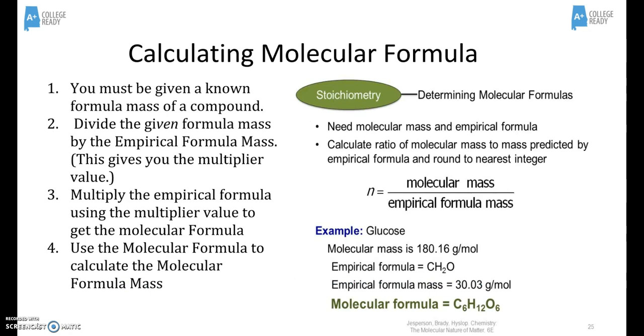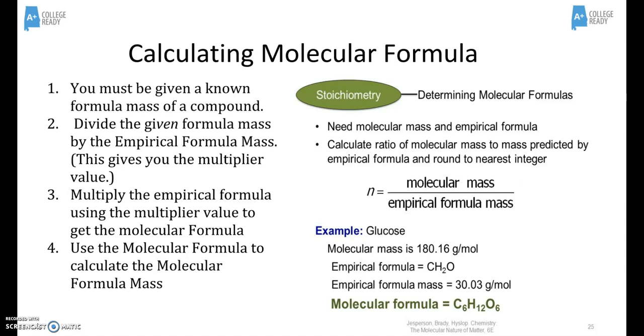So here are your steps. We've got to use this thing called stoichiometry. We're stoked about stoichiometry. You're going to need the molecular mass and the empirical formula. Now in the problem, they will give you the molecular mass, I promise you. Then you'll have to calculate the empirical formula mass.